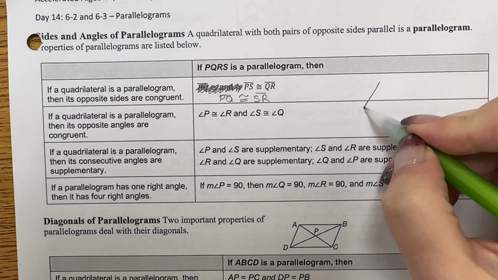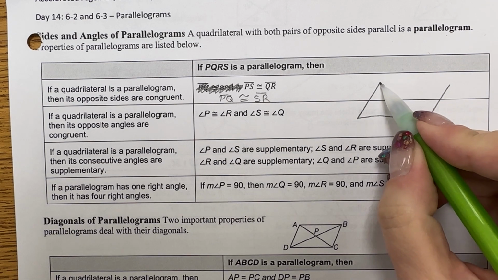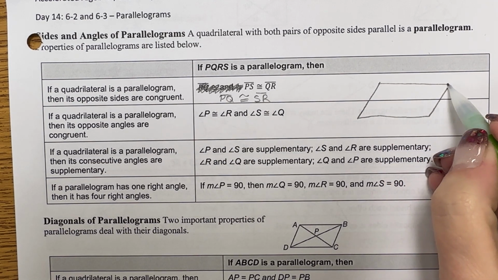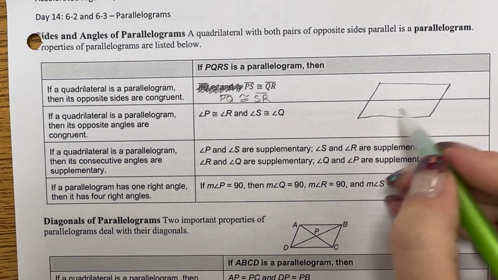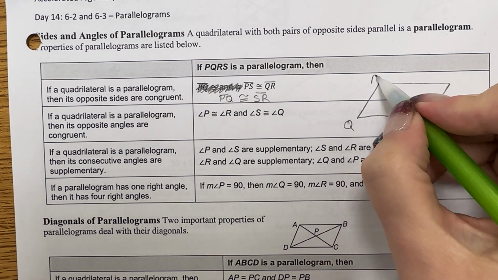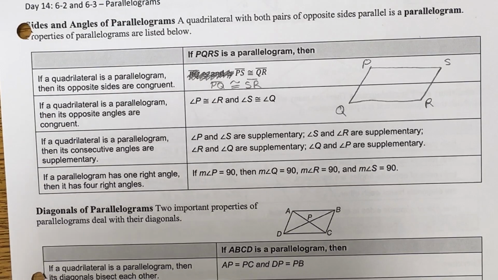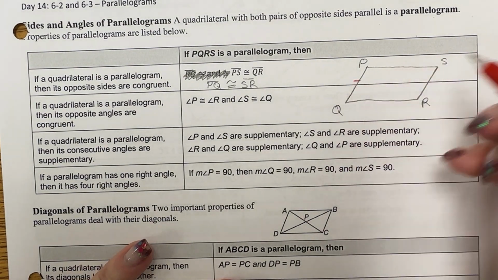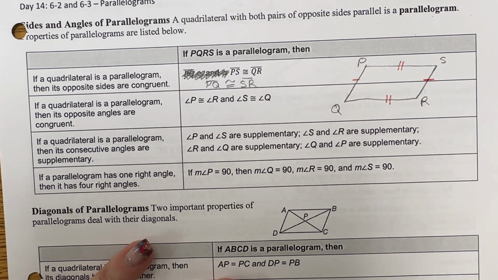You also need to draw yourself a picture. So let's draw a picture of a parallelogram. Typically, parallelograms are drawn like slanty looking rectangle shapes, so that you don't think the angles are 90. I've got Q, I've got P, I've got S, and I've got R over here. Now, let's talk about those relationships. It said that opposite sides are congruent. So that means this side's congruent to this side, and this one's congruent to that one.